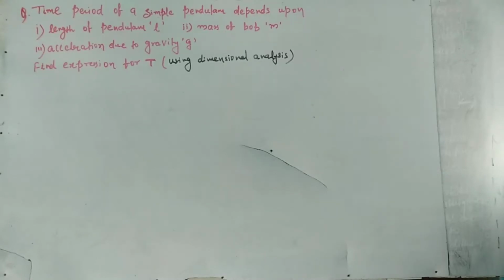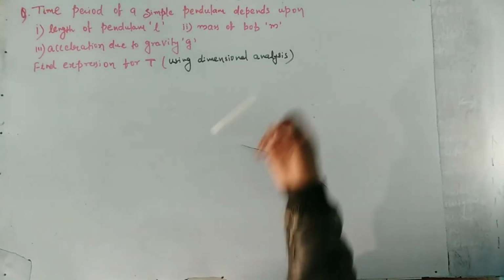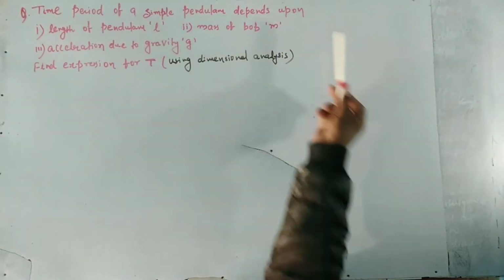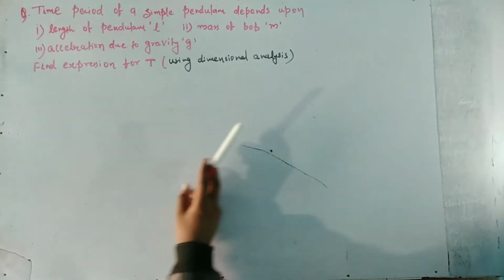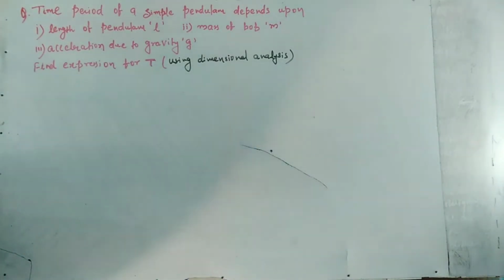Hello dears, we are studying dimensional analysis and today's question is: the time period of oscillation of a simple pendulum depends upon 1. Length of pendulum L, 2. Mass of bob M, and 3. Acceleration due to gravity g. Find the expression for T using dimensional analysis.